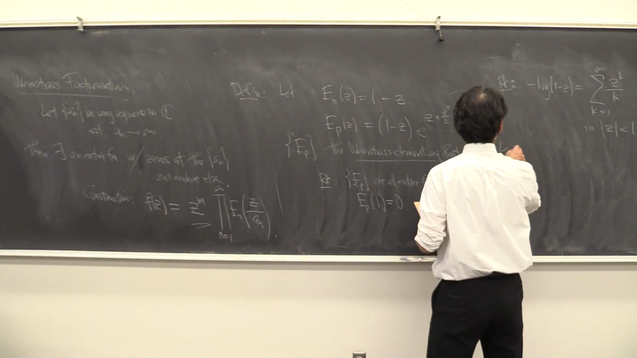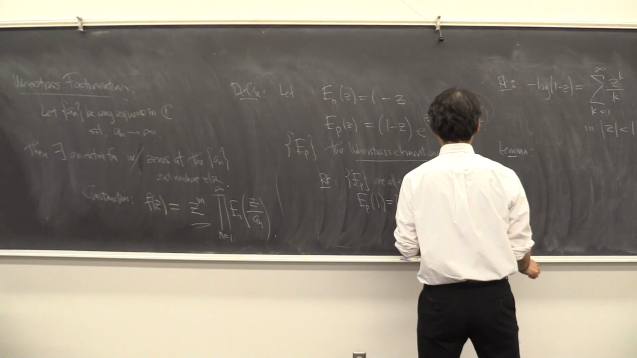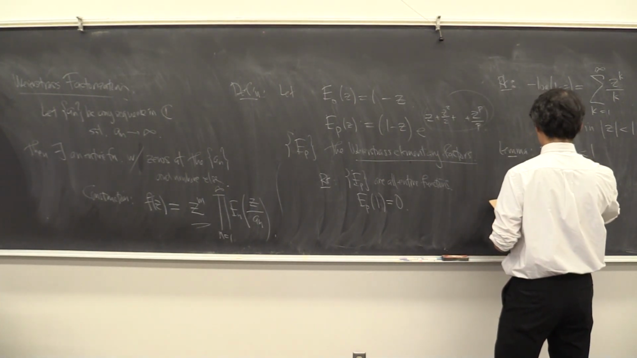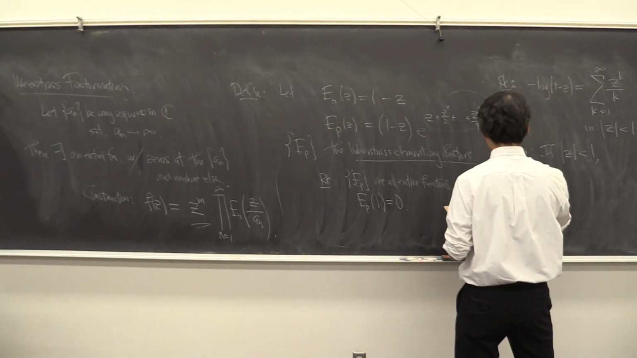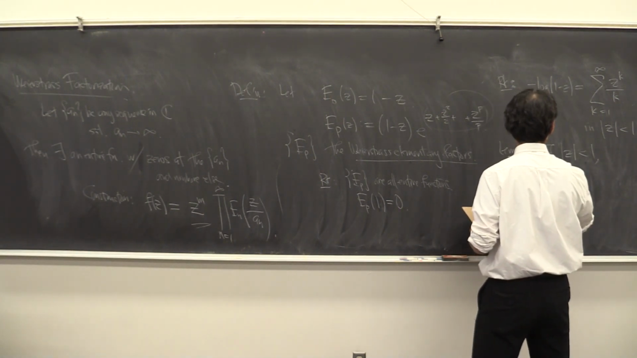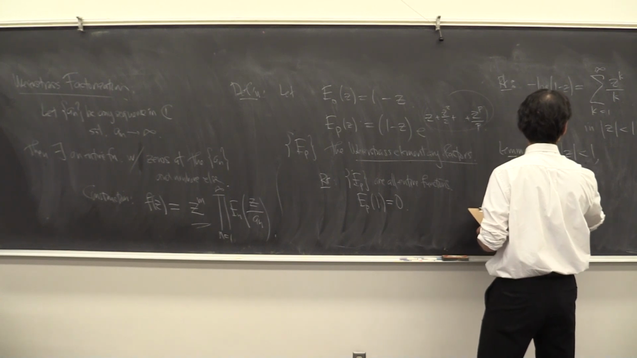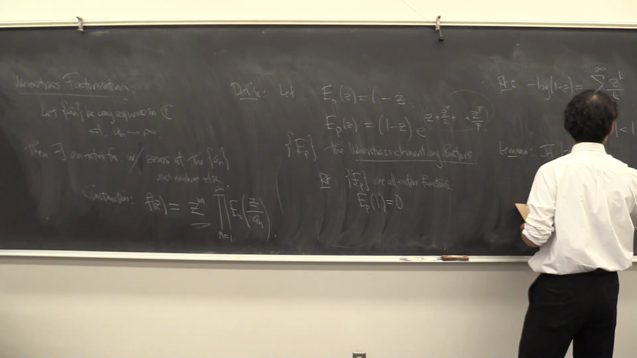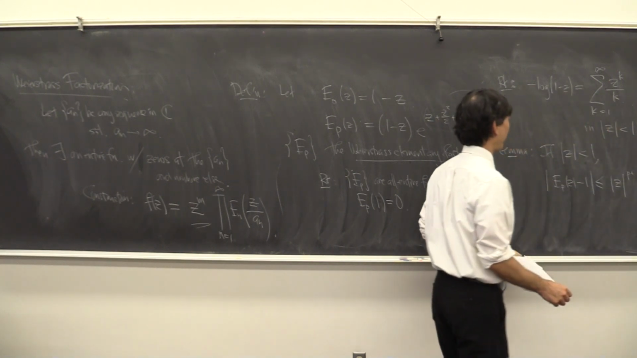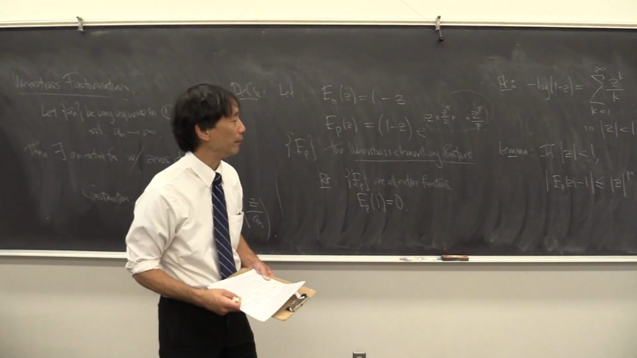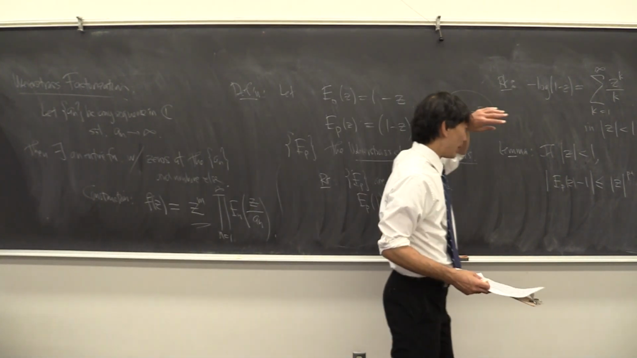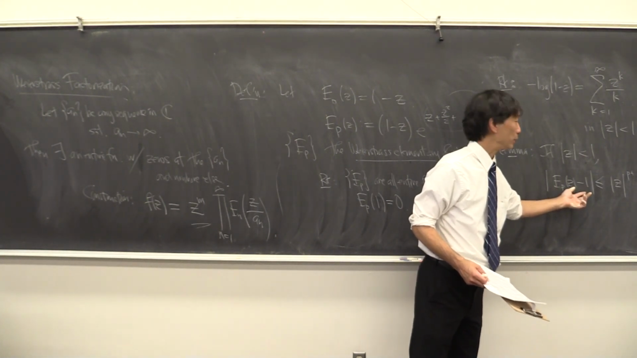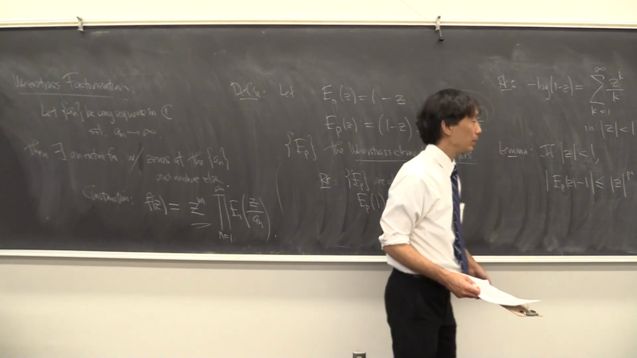So the main lemma is the following: for Z smaller than 1, the distance of the factor from 1 is controlled by Z to the P plus 1. So we have a concrete bound on the distance to 1 in terms of the size of Z.